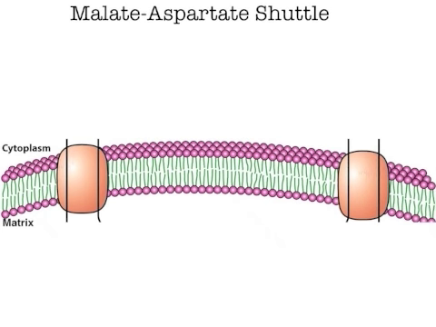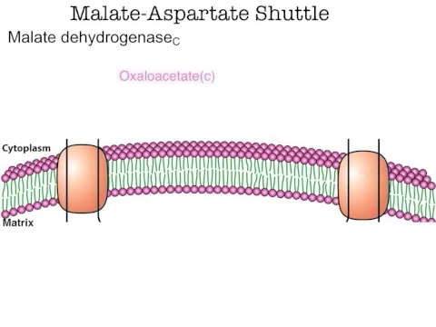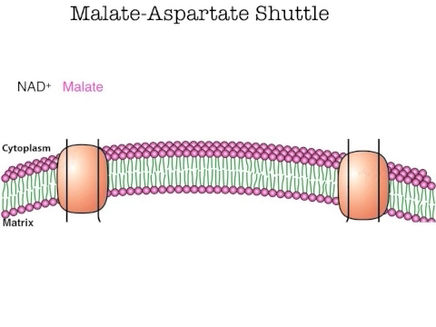And so we're going to start off with oxaloacetate in the cytoplasm. And we're going to reduce that to form malate. As we do this, the electrons from NADH will be transferred to oxaloacetate to yield malate and NAD+. So oxaloacetate is reduced to malate, and NADH is oxidized to NAD+. Malate will leave the cytoplasm and go into the mitochondrial matrix.